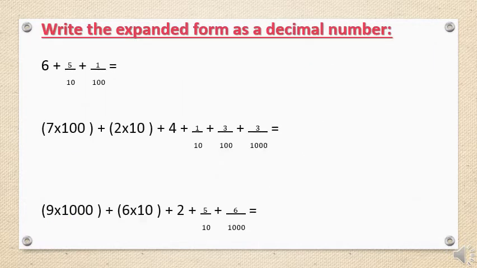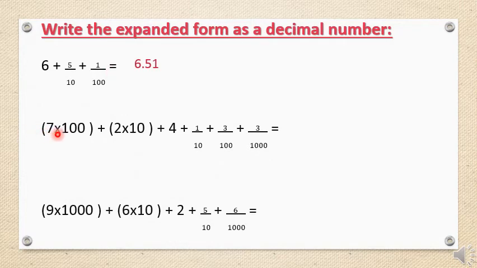Okay, now we have the expanded form and we want to write it as a decimal number. How to write it? Look, this is 6. 6 is in the whole part. So we write 6 point. This is 5/10. This is the first digit in the decimal part. And this is 1 over 100. So this is the second digit in the decimal part. So it's 6 and 51/100.